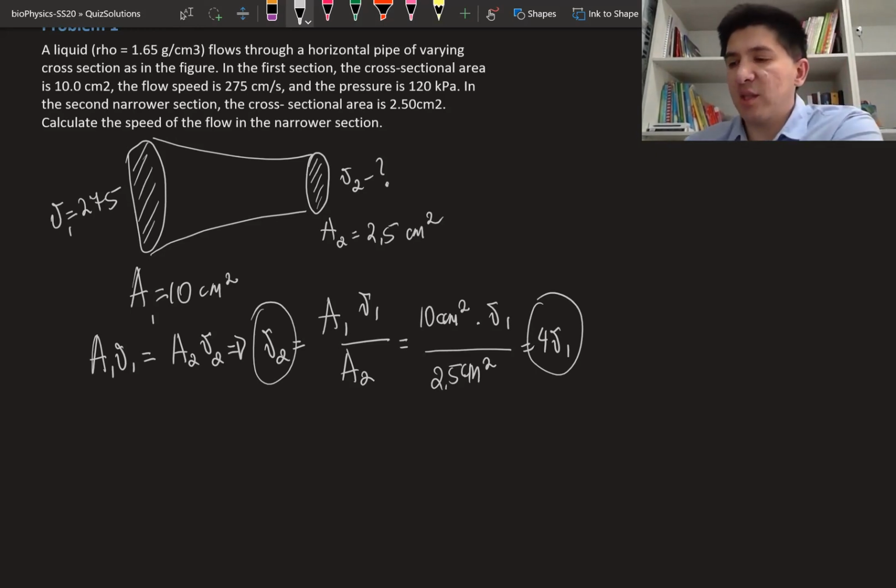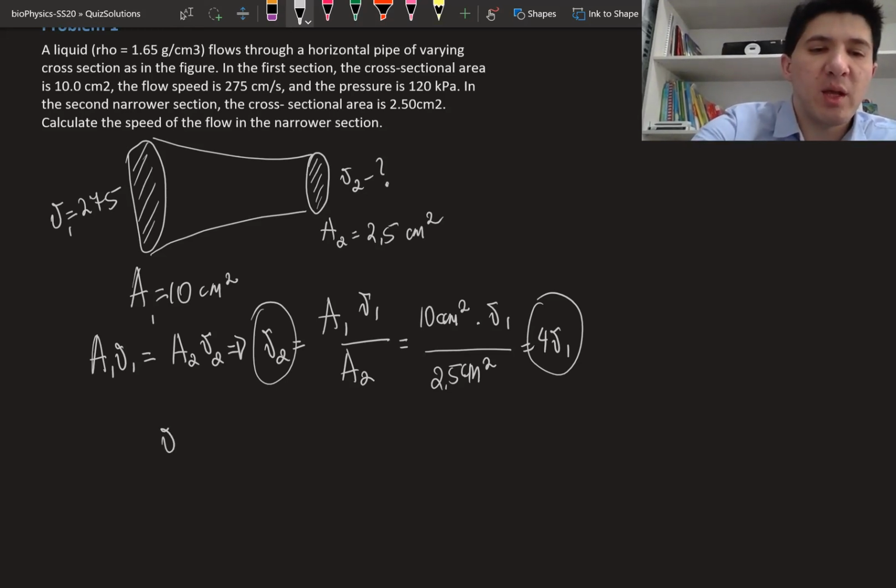That is why the velocity at the narrower place is going to be 275 times 4, which is 1,100. So basically, velocity V2 is equal to 1,100 centimeters per second.